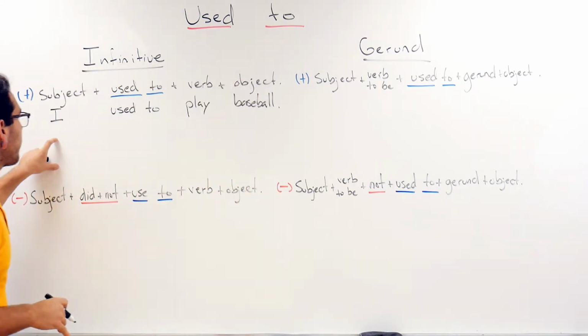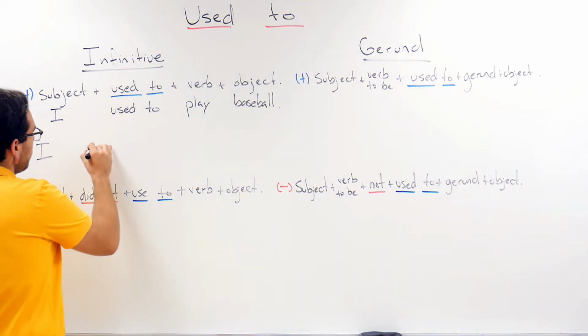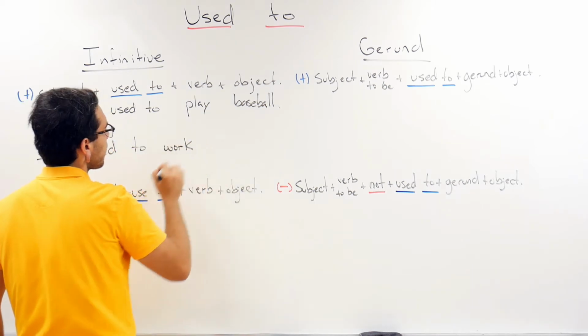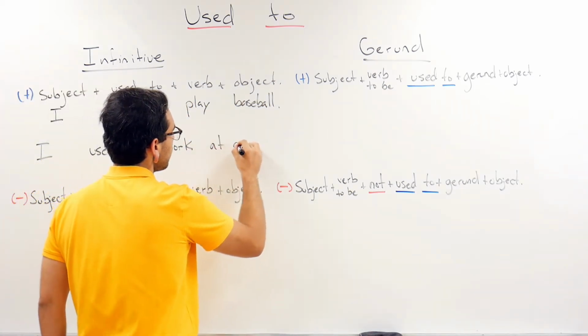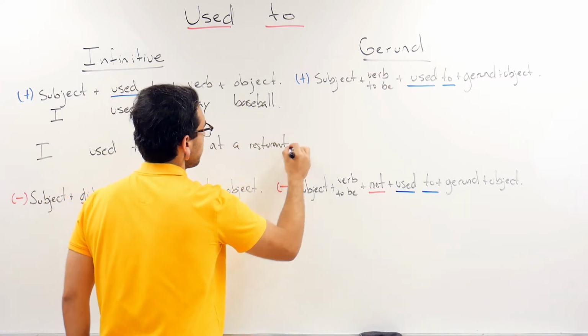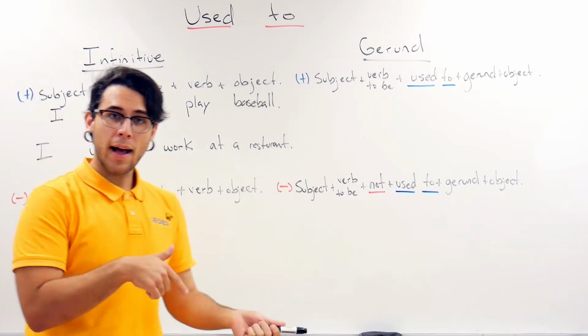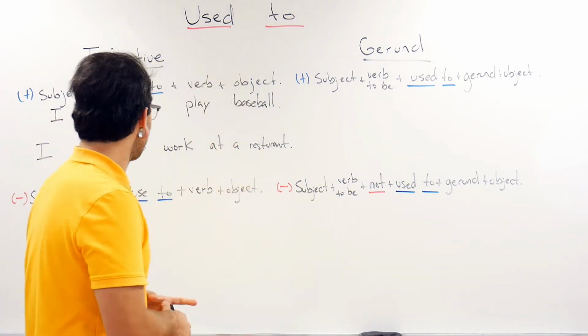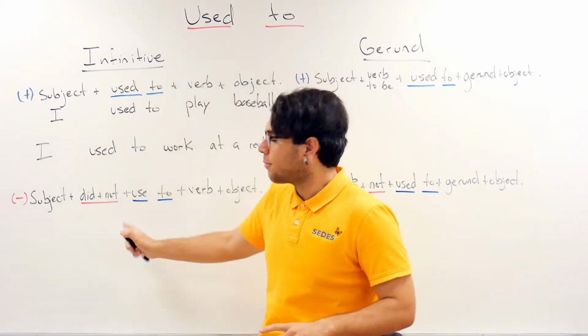So I have one more example here for the positive. I used to work, that's the verb, and the object will be at a restaurant. I used to work at a restaurant. That's something that I did in the past, but I no longer do. So now we're going to talk about using used to in the infinitive but negative.